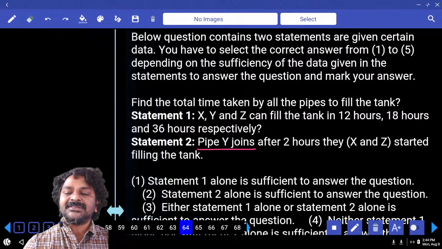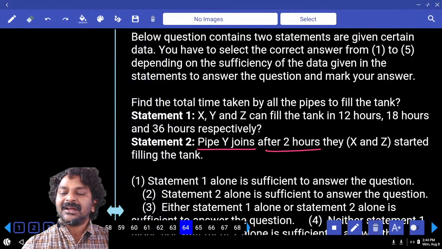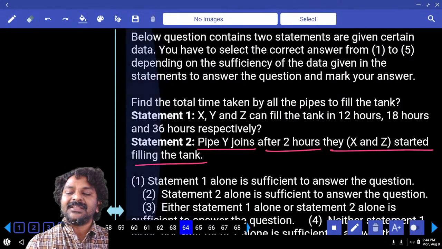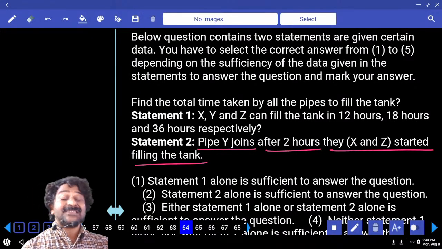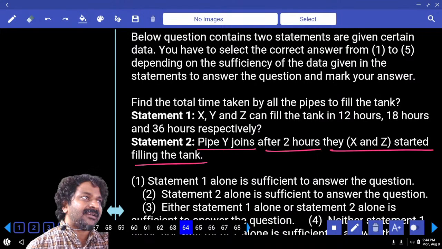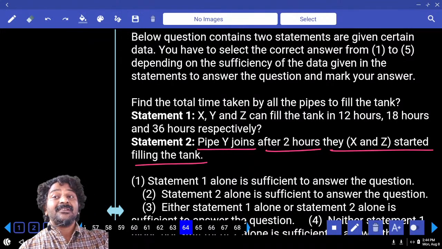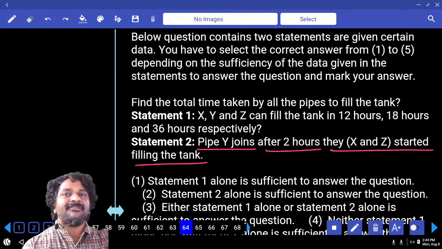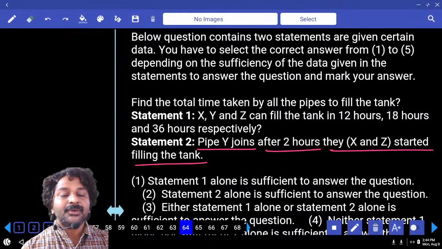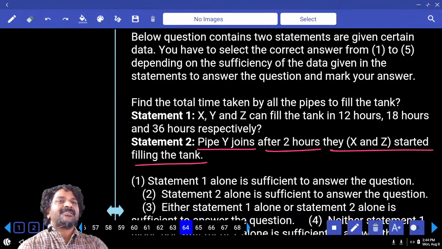Pipe Y joins after 2 hours. After 2 hours, they started filling the tank. They, in the sense, X and Z started, but after 2 hours, Y joined. That means from the 3rd hour onwards, X, Y, Z will fill the tank. Correct. Using only the second statement, can you answer the question?